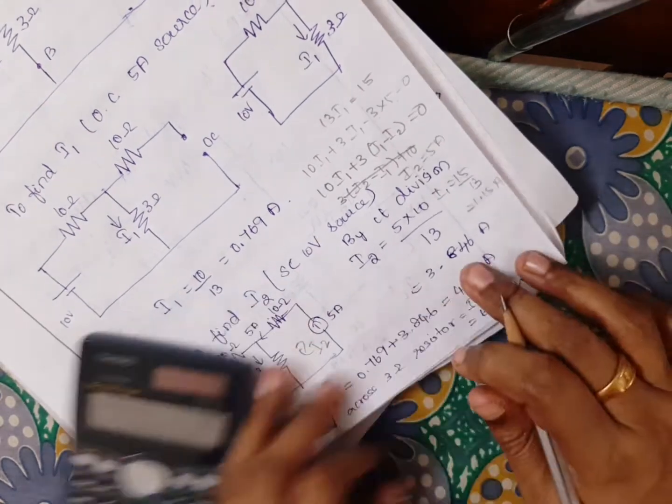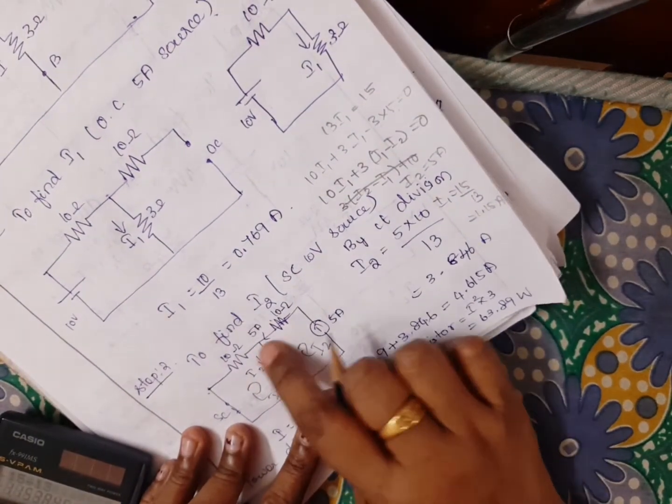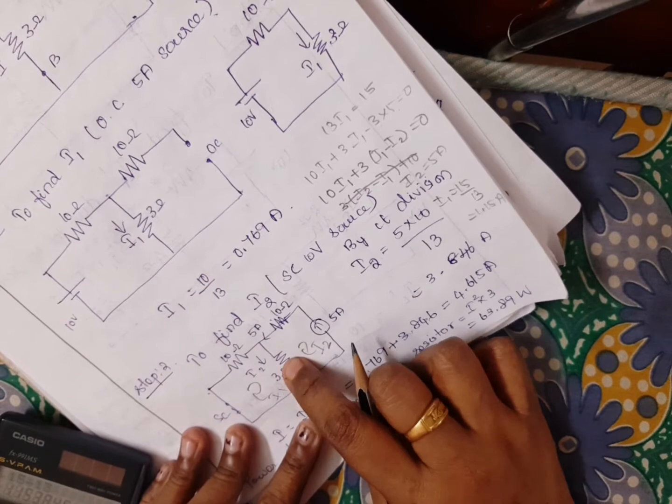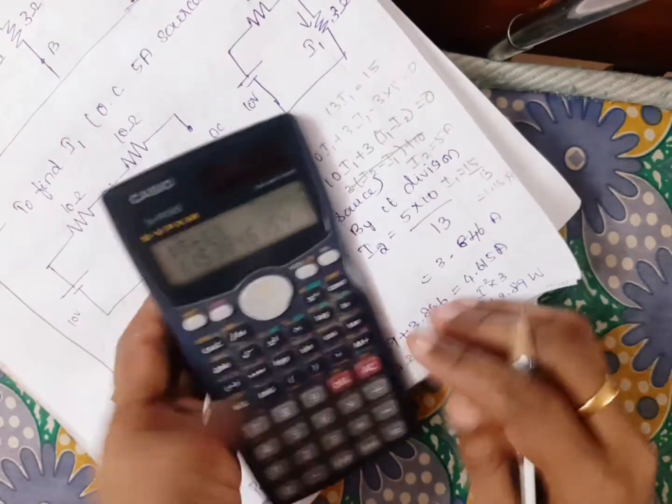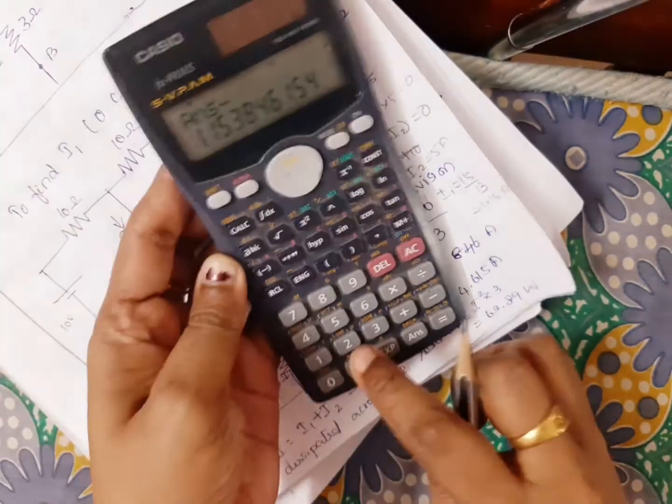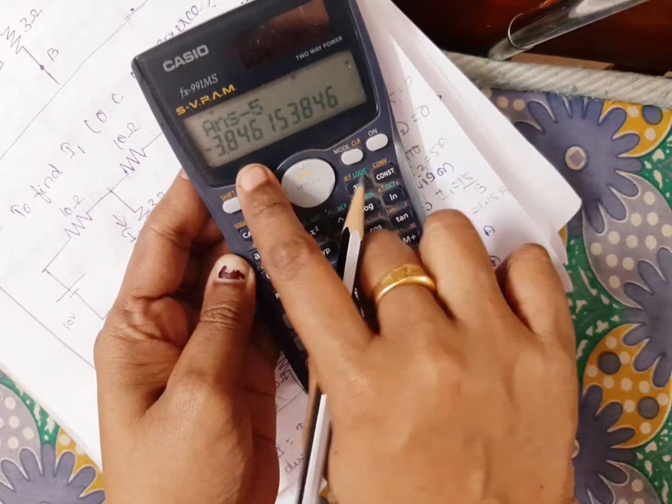So what do we need? The current flowing across this resistor. What is the current flowing across this resistor? I1 minus I2 or I2 minus I1. So 1.15 minus what is I2? 5 ampere. So what is the answer?